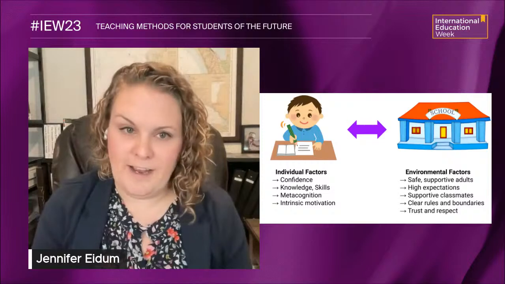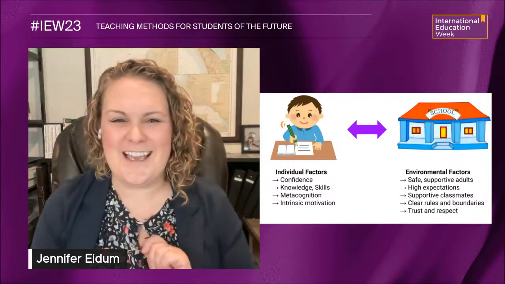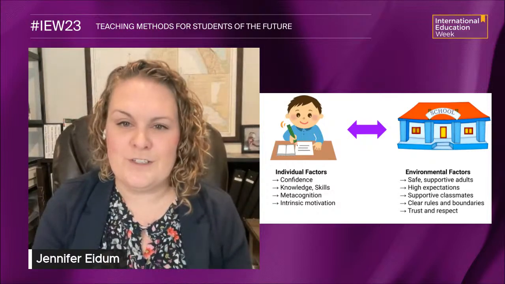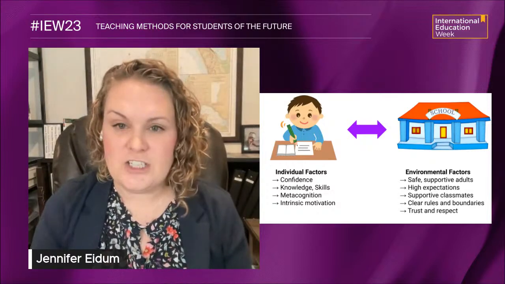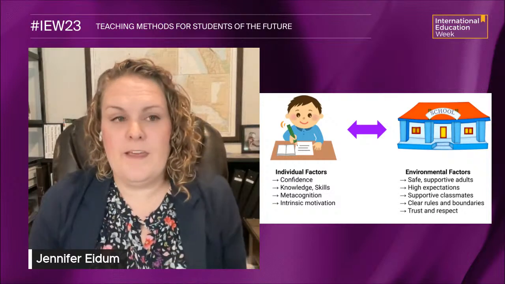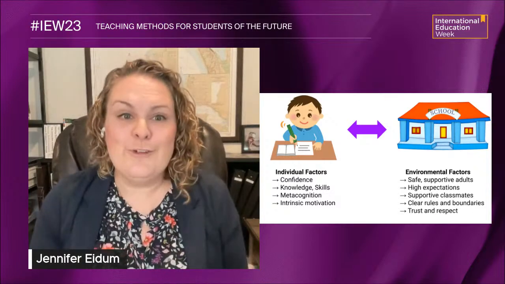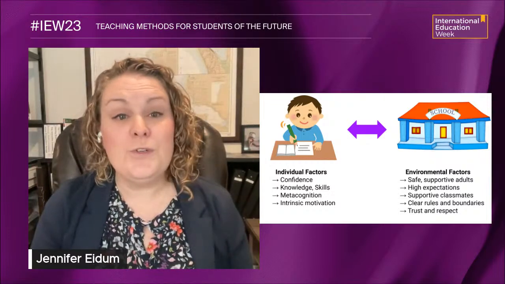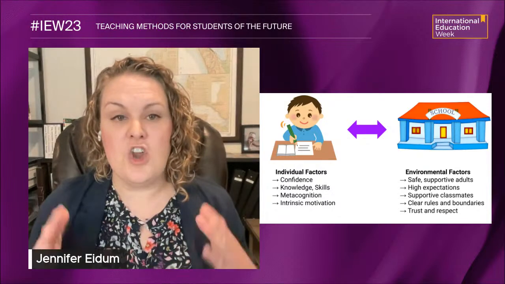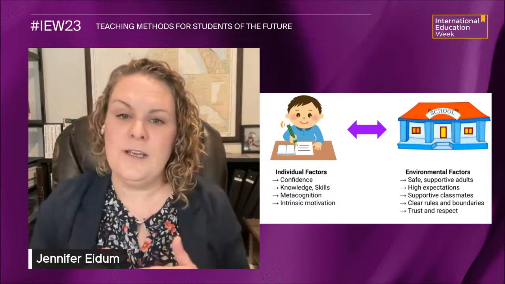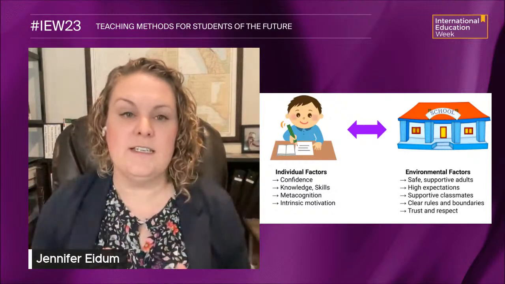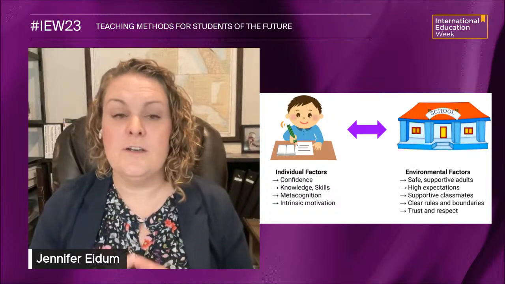And then environmental factors, which are the things that teachers and administrators can affect. That includes providing students with safe, supportive adults, providing high expectations so that they feel supported and influenced to succeed, having supportive classmates, and clear rules and boundaries within class. They know what they can do and what they cannot do. And finally, the trust and respect of the adults in their lives. Those things together create resilience for students, for schools, and for teachers.